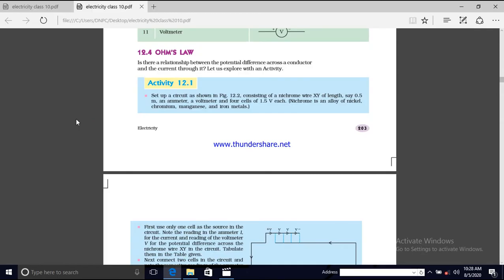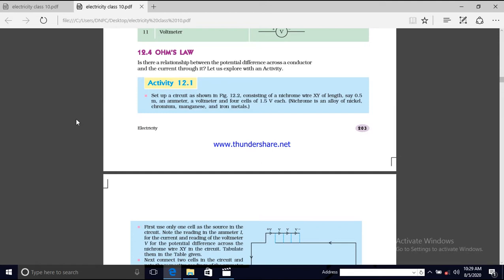Hello students, in this video we are going to discuss Ohm's law. So what do you mean by Ohm's law? What is Ohm's law and what's the relationship between the potential difference and current? In the beginning videos we already discussed what is current. The current is the rate of flow of electric charges.